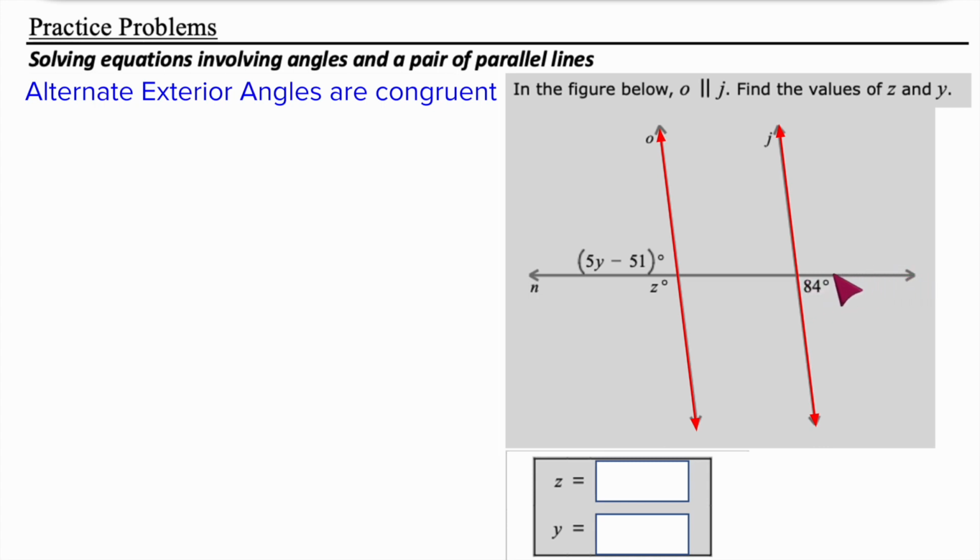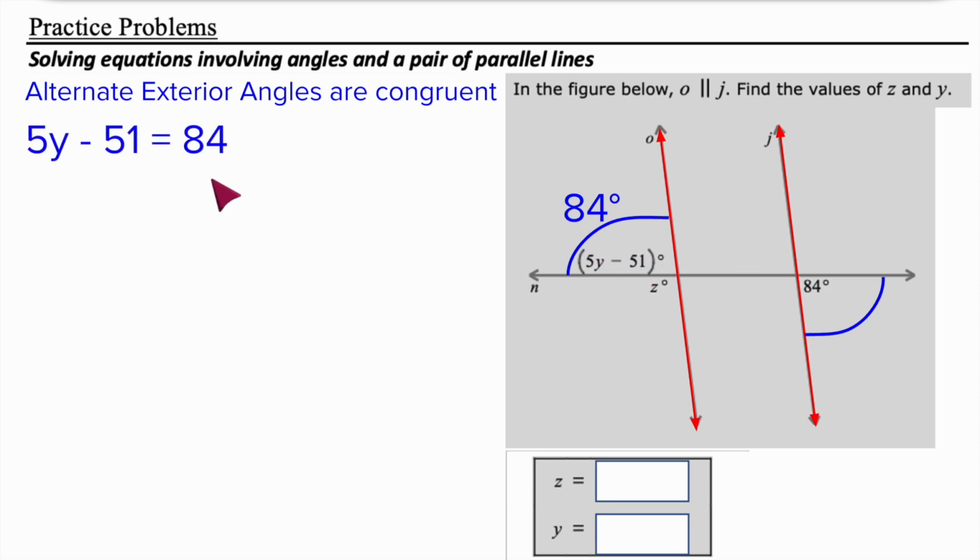And if we notice that this is the transversal going across, it's the line crossing the two parallel lines, it's on the bottom of the transversal, and this is on the top. So it's on alternate sides of the transversal. So we have alternate, and they're exterior angles. So if we remember alternate exterior angles are congruent, then 5y minus 51 has to equal or be the same as 84. So this is 84 degrees, this angle.